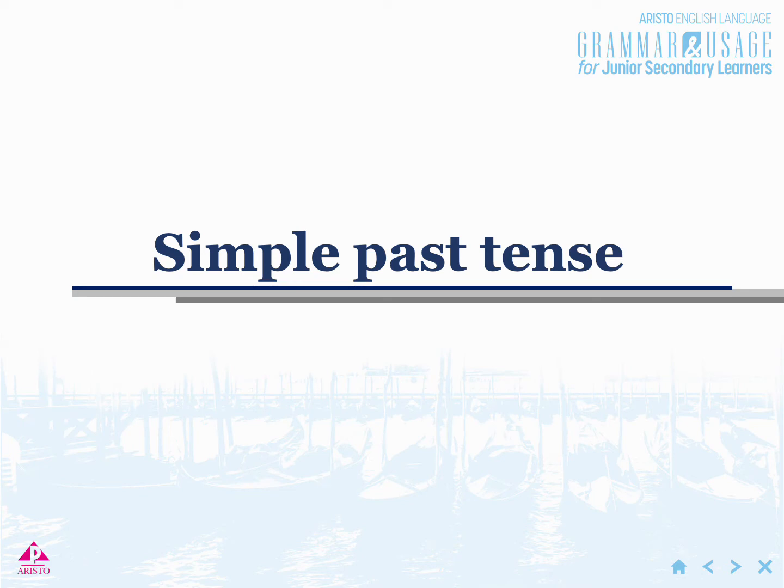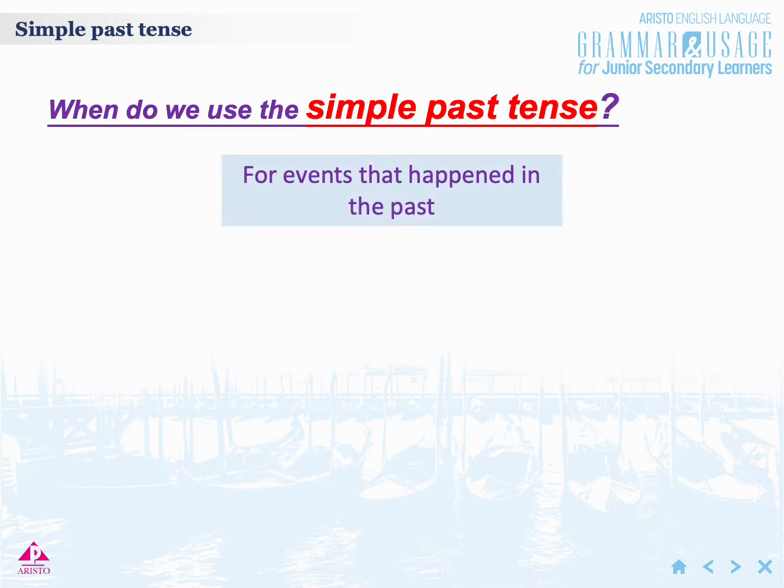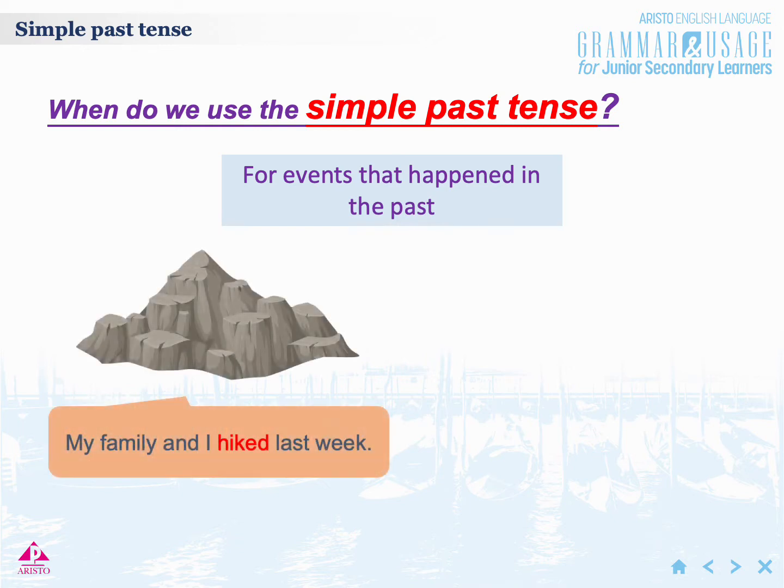In this video, we will be learning about the simple past tense. We use the simple past tense to describe events that happened in the past. Here are some examples. To talk about an event that happened last week, we use the simple past tense like this. My family and I hiked last week.